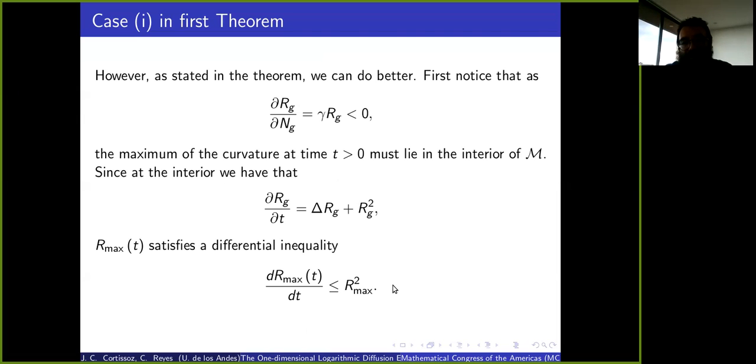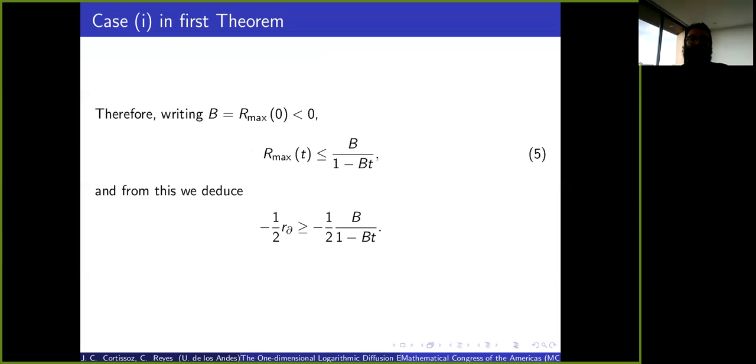And you can integrate that inequality. That's what you get if you integrate that inequality. But remember, the maximum has to happen at the interior. So the maximum does not occur at the boundary points. So the average of the curvature at the boundary components is going to be less than the maximum of the curvature. So put a minus here in front of R max, put a minus here in front of B over 1 minus BT.